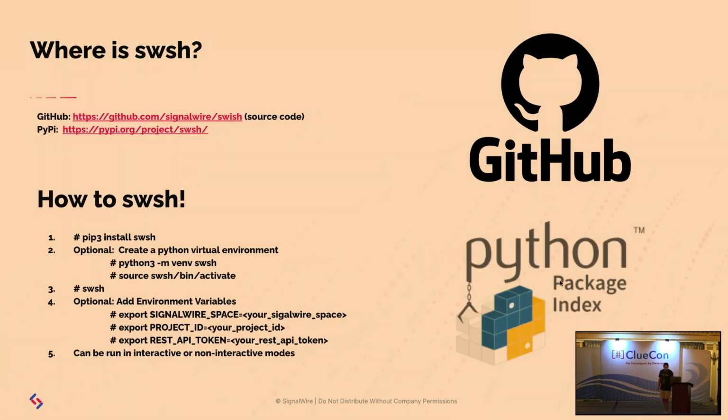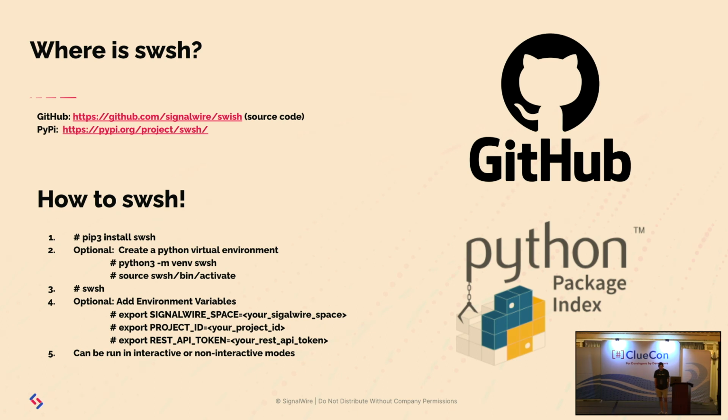So where can you get it? You can get it on GitHub at github.com/SignalWire/swish. That'll give you the source code so that you can read it. You can do whatever you want. You can hack it up if you really want to. Just don't judge it too harshly. And you can also just pip install. It's a Python project. It's there for you to use.